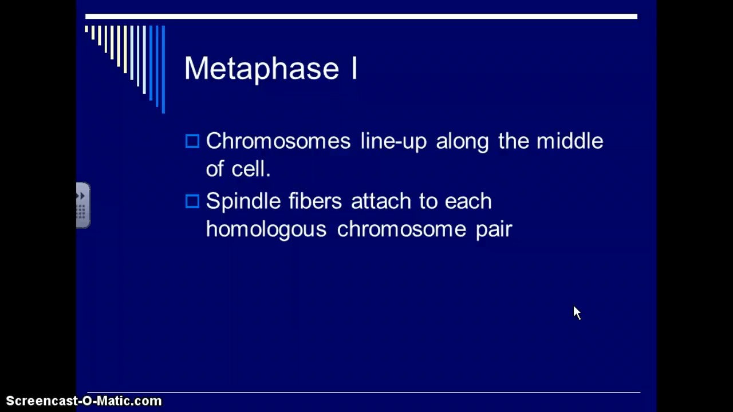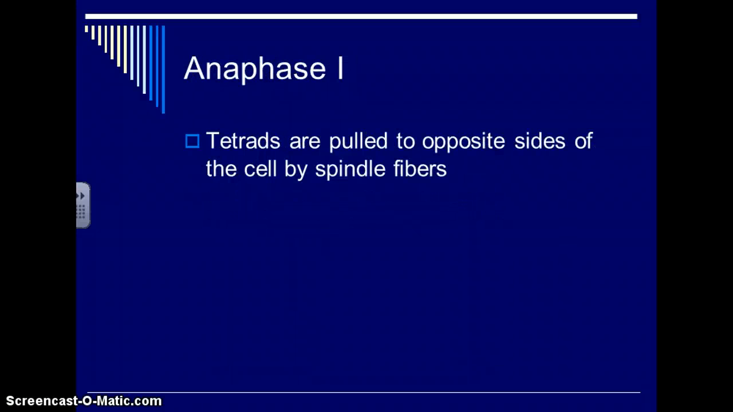In metaphase 1, these chromosomes start to line up along the middle. One way to remember this is that metaphase starts with an M and middle starts with an M, so they start to meet in the middle. Then spindle fibers are also going to attach to each pair of chromosomes. I'll show you a diagram of that in a minute. In anaphase 1, these tetrads are beginning to be pulled to opposite sides of the cell by things called spindle fibers.